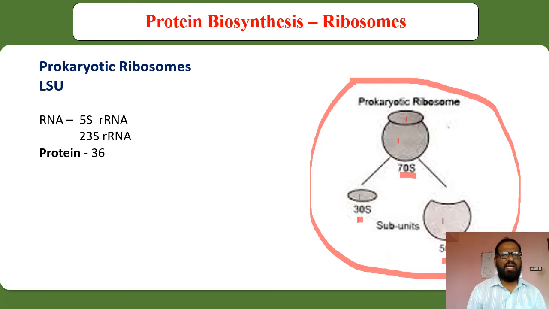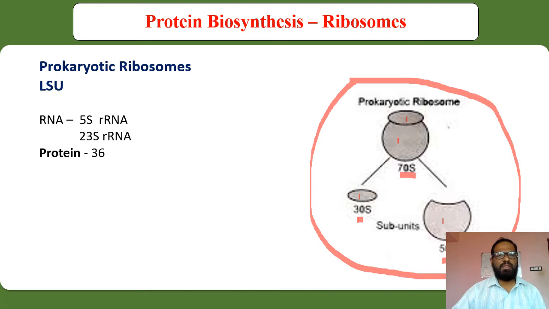One is RNA, and the second is protein. The RNAs which participate in the construction of the ribosome are called rRNAs. Since they are part of the ribosome, they are called ribosomal RNAs. In the large subunit of the ribosome, there are two important RNAs: one is called the 5S rRNA, and the second is called the 23S rRNA.